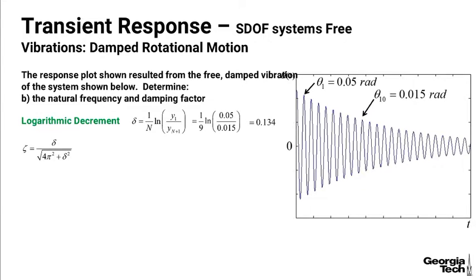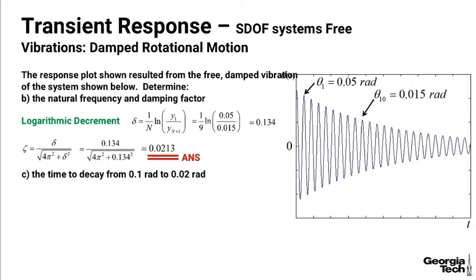Then we saw that we could solve for zeta, put those deltas in. There's the numbers. And I find that the damping factor, zeta, for this system, it's underdamped, quite underdamped. It's 0.0213. The third part of the problem was to find the time to decay if we started at 0.1 radians and went to 0.02 radians.